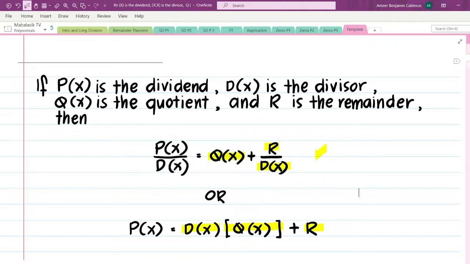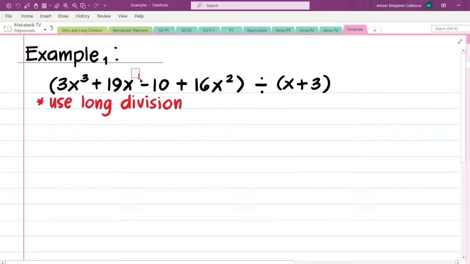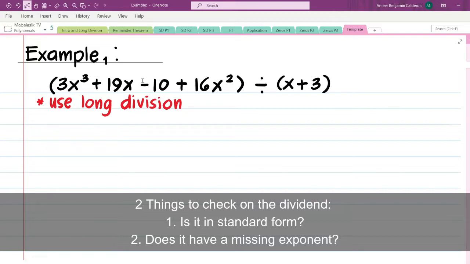Let us have our first example. We have to use long method division in dividing 3x cubed plus 19x minus 10 plus 16x squared by x plus 3. So the first step that we are going to do is to check our dividend. There are two things that we should check on our dividend. First, is it in standard form? And second, does it have a missing exponent?